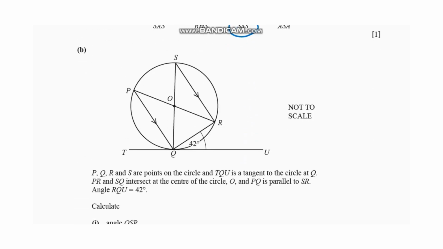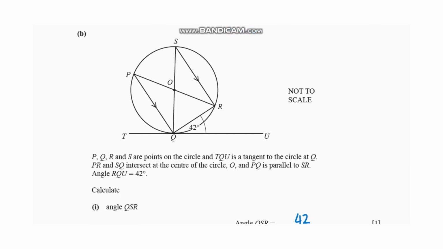Part V states P, Q, R and S are points of the circle and T, Q, U is a tangent to the circle at Q. P, R and S, Q intersect at the center of the circle, O, and P, Q is parallel to S, R. Angle R, Q, U is equal to 42 degrees. So we have RQU of 42 degrees. Calculate angle QSR. We have to calculate QSR.